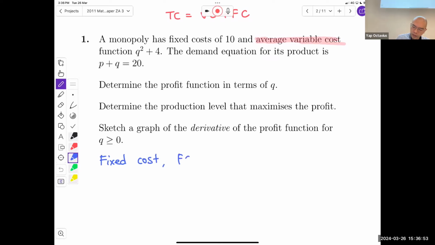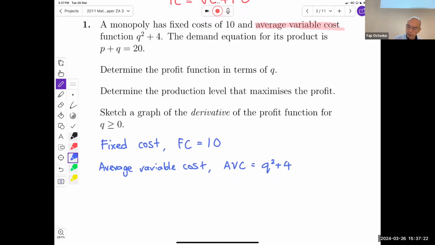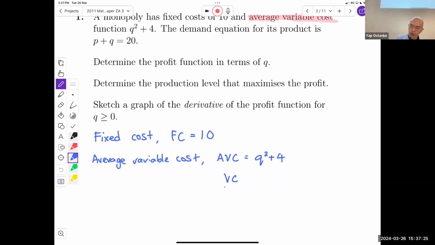So this is your fixed cost. So fixed cost is 10 according to the question. Then we have the AVC. Now, this is the average variable cost. So we call this the AVC. AVC is Q squared plus 4. Now, average you must divide by total quantity. So this also tells you that this is your variable cost divided by the quantity, okay? Which gives you this. So your variable cost will work out to be Q cubed plus 4Q.